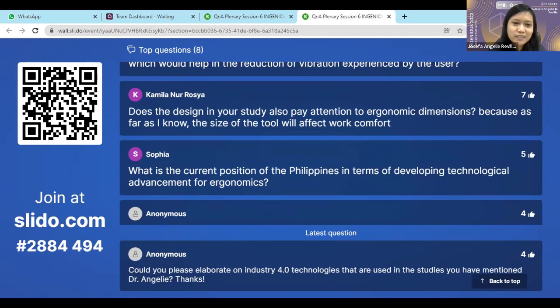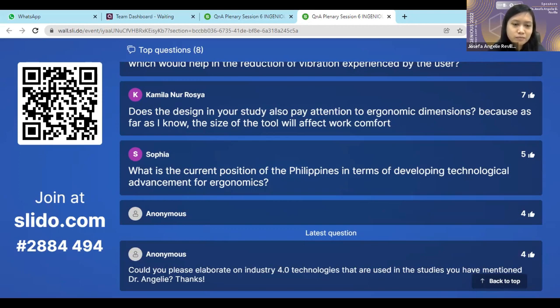I cannot answer this for the entire country, but for the department, as I mentioned earlier, it's quite slow. But that's why we are doing research so that we can let everyone see that ergonomics is an important matter to consider in designing a workplace, in designing an equipment, a tool. So I cannot answer for the entire country, but for the department, I can say it's quite slow. That's why we are continuously doing research.